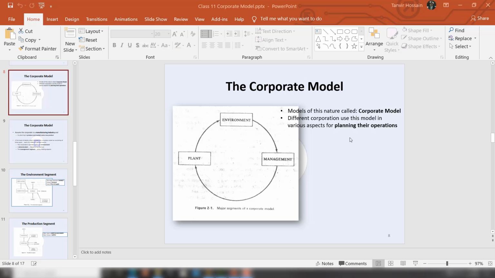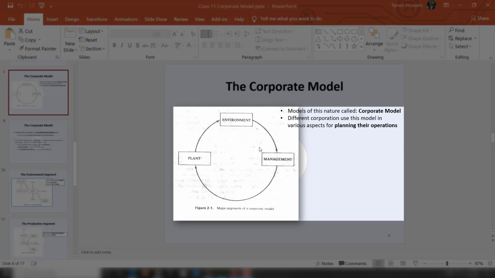Now let us look at a real world scenario regarding the corporate model, where we are going to use the principles of modeling. Models of this nature are called corporate models. Different corporations use this model in various aspects of planning their operations. These are the three blocks at a very top level. There is the environment block, the management block, and the plant block. And each of these blocks is connected to each other by a single arrow, as you can see here.